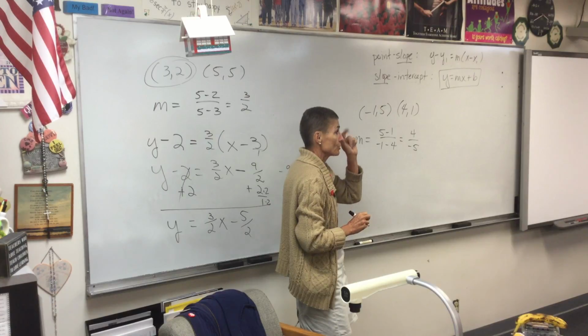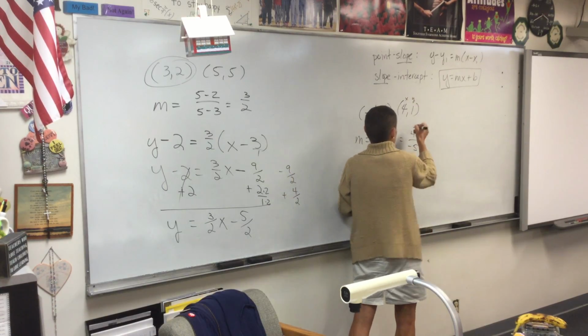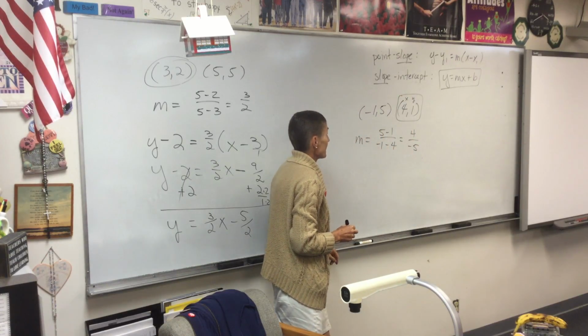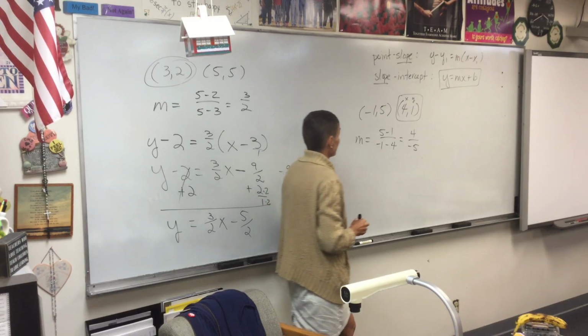Just like before, you're going to pick a point. And the point you pick is going to be your x and your y. I'm going to pick this one, no negatives. And I have my x and my y. Now I'm going to plug those in.